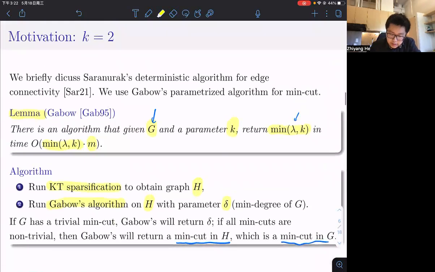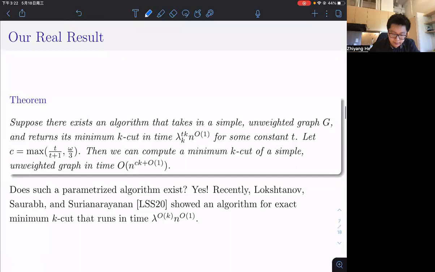Okay, so this is a very simple and elegant algorithm for min cuts, and our main algorithm is going to follow a similar spirit. The real result that we show in this paper is as follows. Suppose there exists an algorithm that takes in a simple unweighted graph G and returns its minimum K-cut in time lambda_K to the TK times some polynomial factor, for some constant T. So in particular, we're looking for a parameterized algorithm. Let the constant C be the maximum of T over T plus 1 and omega over 3. Then we can compute a minimum K-cut of a simple unweighted graph G in time n to the CK.